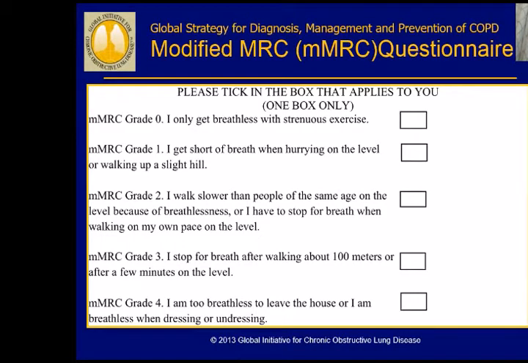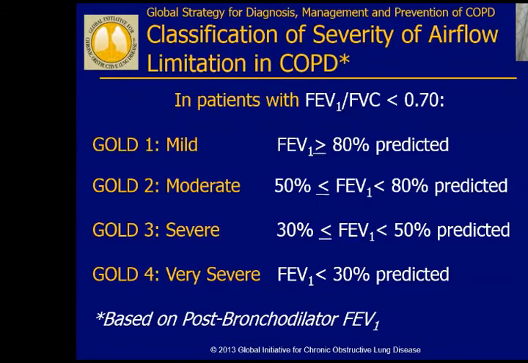So what is the MRC scale of breathlessness? Grade 0 is when you get breathless on strenuous exercise. Grade 1, when short of breath walking fast or going uphill. Grade 2, slower walking. You have to stop when you are walking at your own pace on the level surface. I stop for breath after walking about 100 meters. This is grade 3. And grade 4 is that I'm too breathless to leave the house. That is, you are breathless even on your routine daily activities at home. So this is how we assess the shortness of breath.